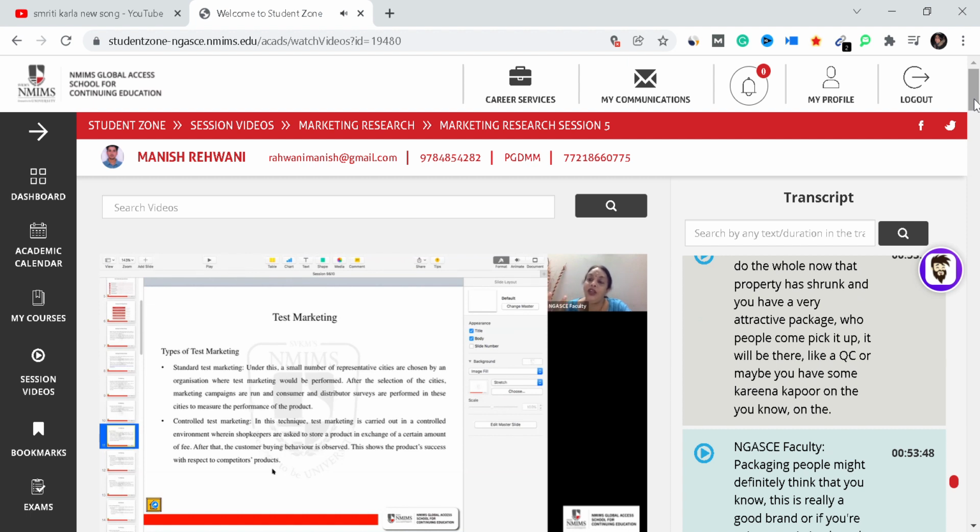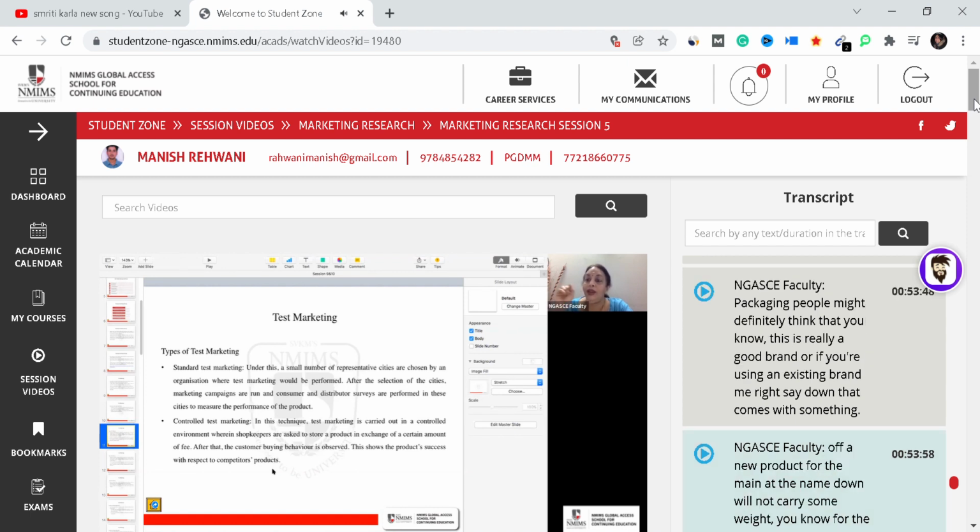Or if you're using an existing brand name, right? Say Dove. Dove comes with something of a new product, but the name Dove will carry some weight for the brand. So these are the advantages of being a very strong brand. So you can do these kinds of test marketing.